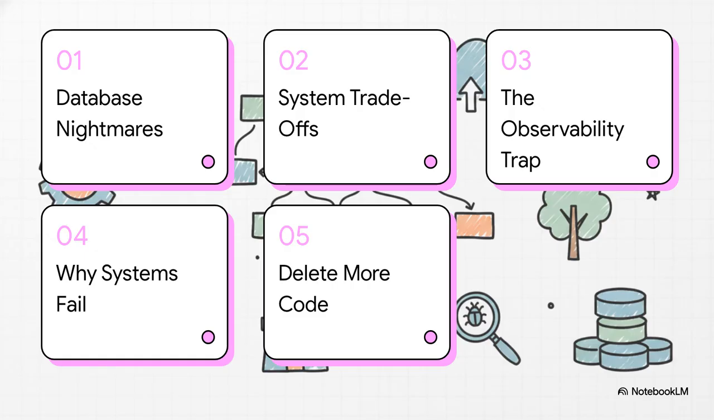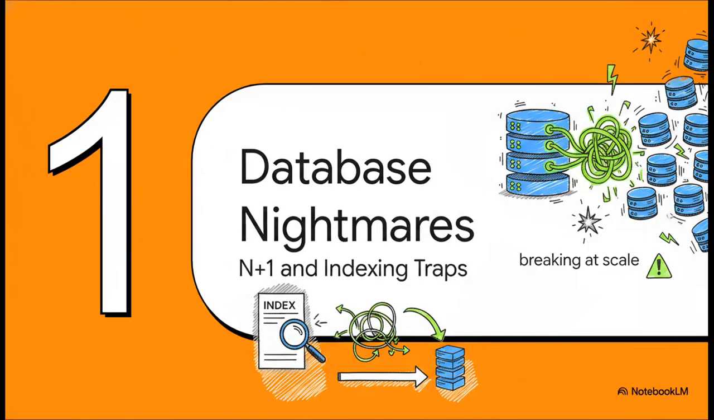Here is our roadmap for today's explainer. We're going to cover hidden database nightmares, distributed system trade-offs, the observability trap, why systems actually fail, and we'll wrap up with my favorite topic, delete more code. All right, section 1. Hidden database nightmares, specifically the N+1 dilemma and indexing traps.